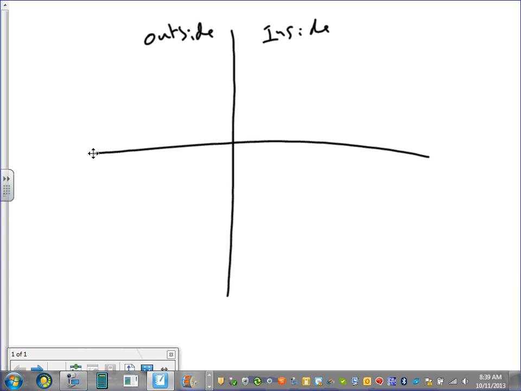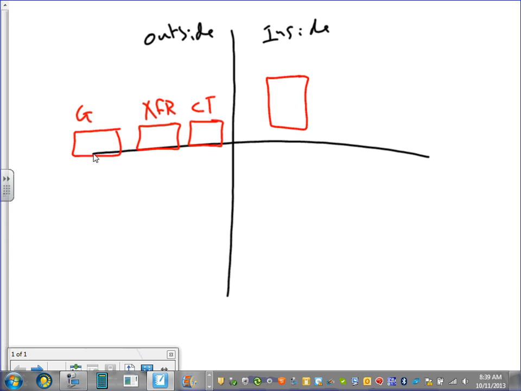So what we would like to see is first you're going to have a generator, gen. You're going to have a transformer, XFR. You're going to have a meter cabinet, CT cabinet. These are going to be outside. When you get inside the building, you're going to have an auto transfer. That's how we're going to design it.